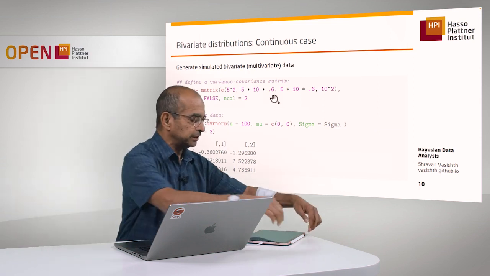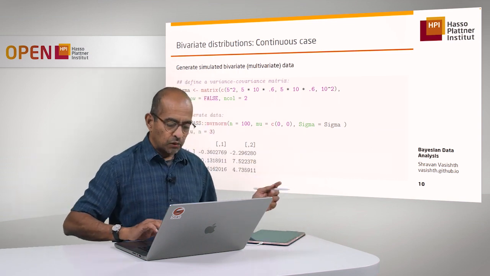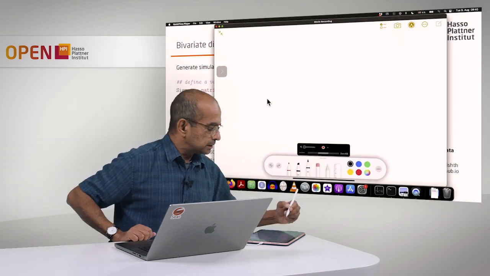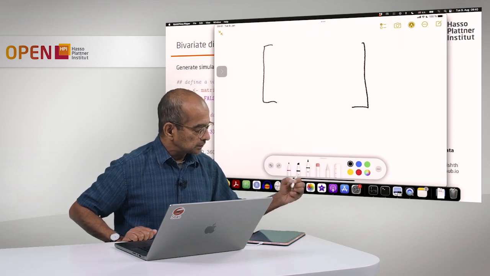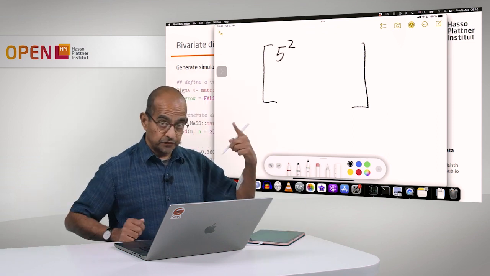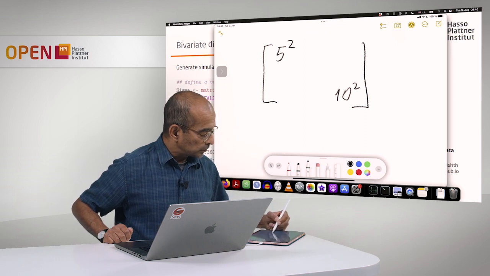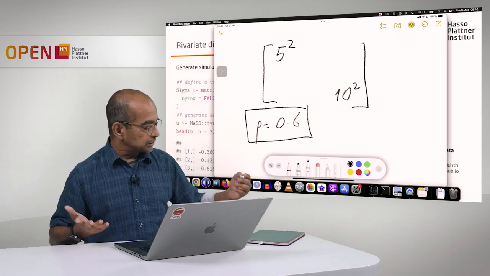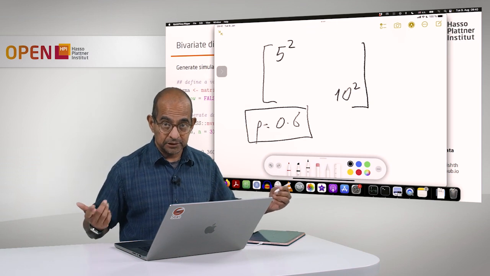So what does this actually mean? Take a look at how I would write this out mathematically. I've got a 2 by 2 variance covariance matrix. I've got 5 squared here, the variance for the first random variable, and 10 squared here, and I'm assuming a correlation of 0.6 here. I'm assuming these numbers because I just want to generate some simulated data, so I have to choose some parameter values to do that.